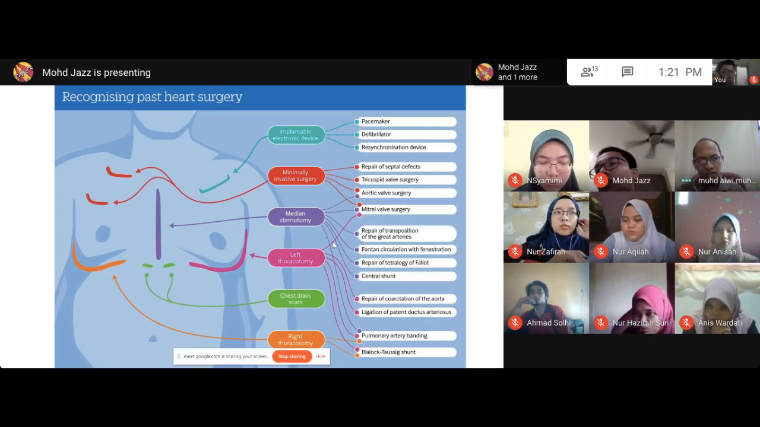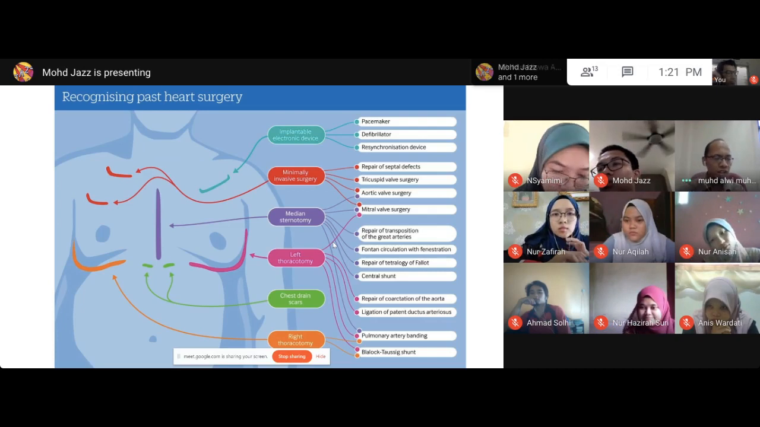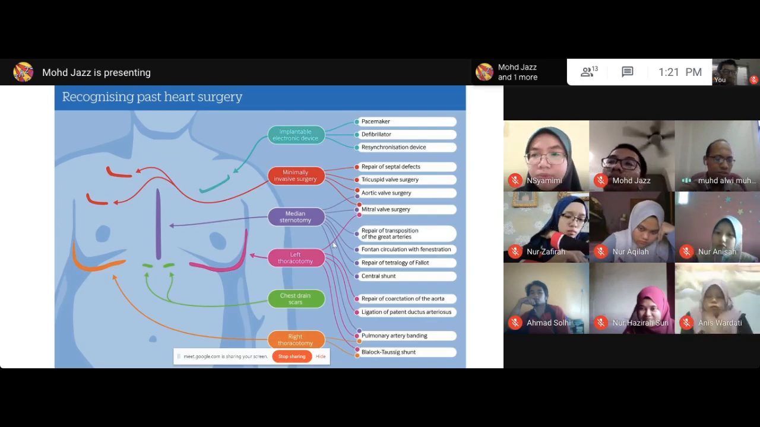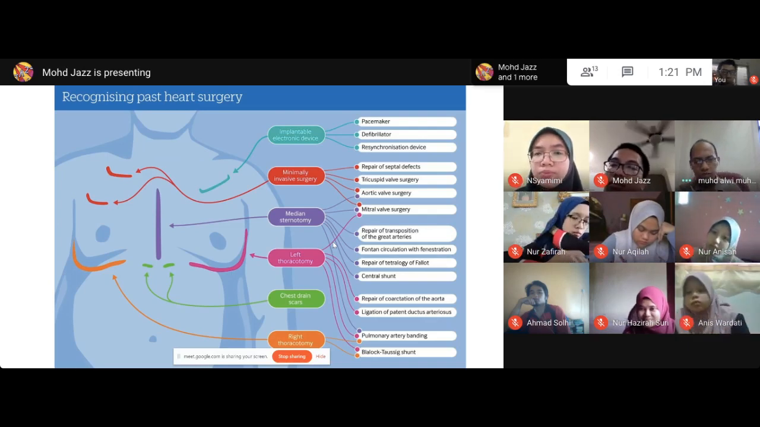So actually Malaysia is quite good in terms of pediatric cardiac surgery. Okay, I think that's enough. Anything else to ask?